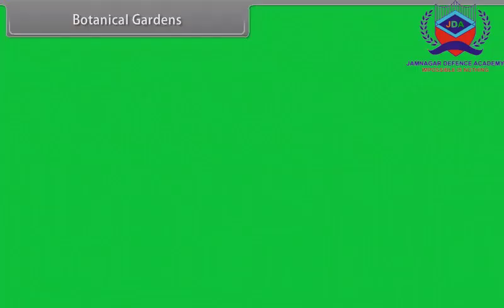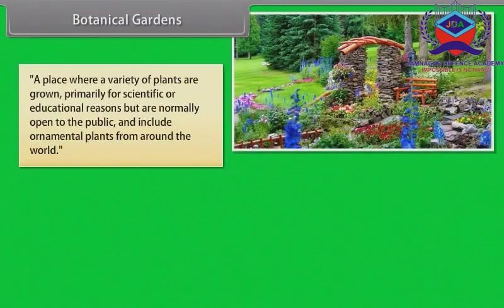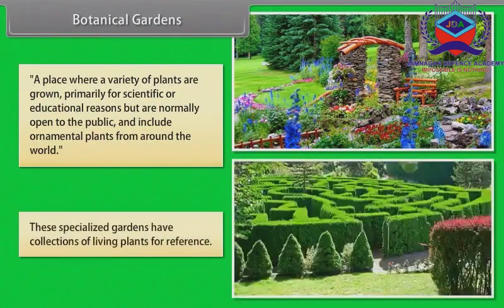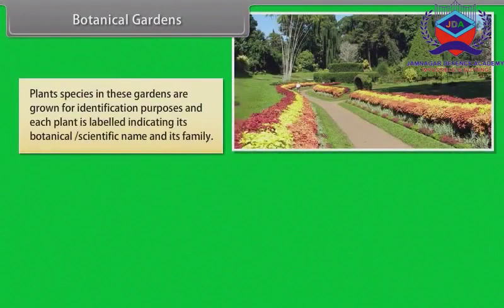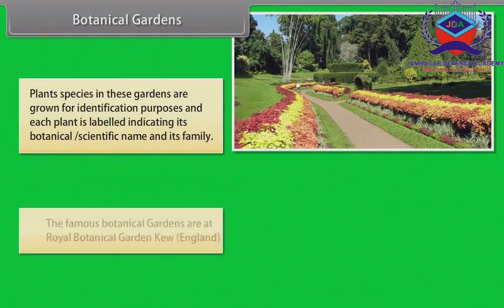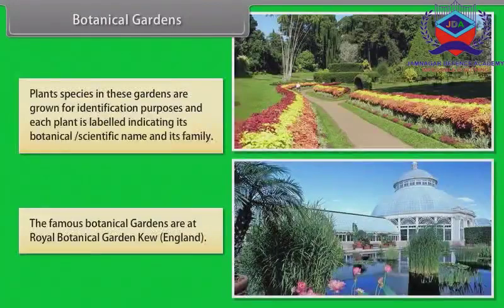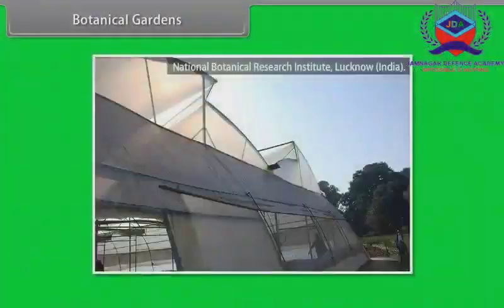Botanical Gardens: a place where a variety of plants are grown, primarily for scientific or educational reasons, but are normally open to the public and include ornamental plants from around the world. These specialized gardens have collections of living plants for reference. Plant species in these gardens are grown for identification purposes, and each plant is labeled indicating its botanical scientific name and its family. The famous botanical gardens are at Royal Botanical Garden, Kew, England, and the Indian Botanical Research Institute, Lucknow, India.